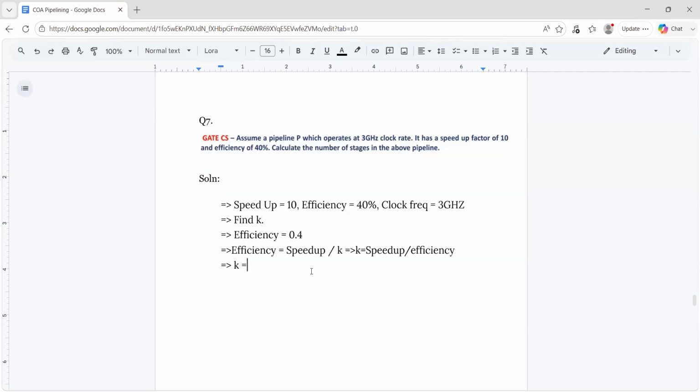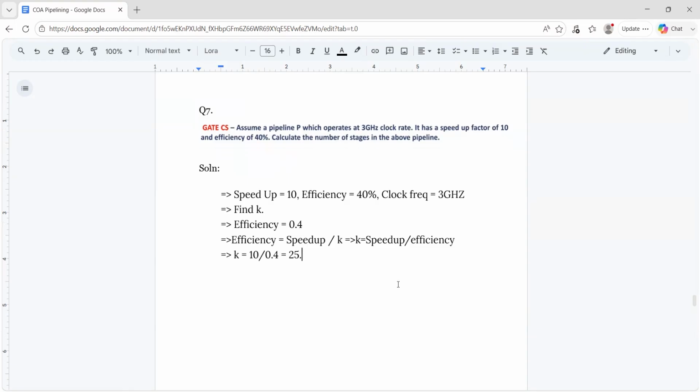And on solving this, what is the speed up? Speed up is 10 divided by efficiency 0.4, and that gives me the value of 25. So for this pipeline to be achieved, the number of stages should be 25, to make my pipeline work with these conditions of speed up 10, efficiency 40%, and clock frequency of 3 gigahertz.